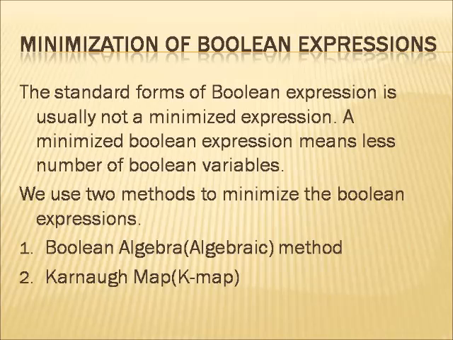In order to minimize the Boolean expression, mainly we use two techniques. One is using the algebraic laws, that is, the Boolean algebra method or algebraic method, and the second method is the Karnaugh map, also called a K-map.